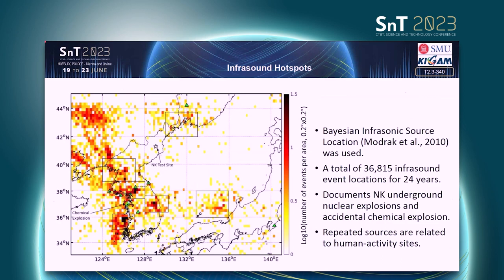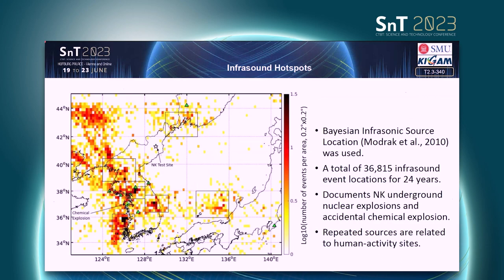Using the infrasound detection results that I showed in the previous slide, we can associate and locate events. We use the Bayesian infrasonic source location developed by Modrak et al. as an inversion technique. We found a total of 36,815 infrasound event locations over the last 24 years.